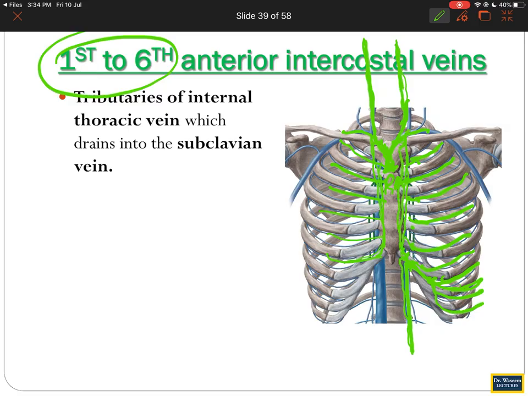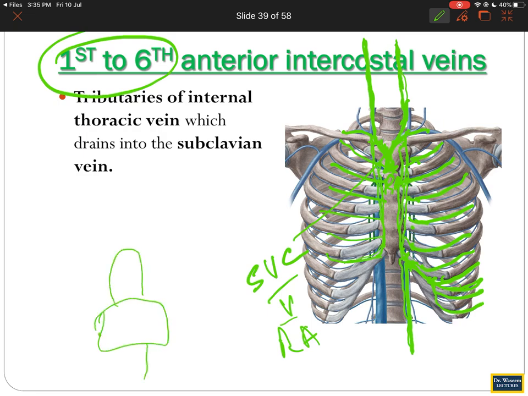The subclavian will join the internal jugular to form the brachiocephalic, and two brachiocephalic veins will join together to form the superior vena cava. This is your superior vena cava. That opens into the right atrium. If this is the heart, this will be your arch of aorta. The arch of aorta gives the subclavian here, and this becomes axillary.